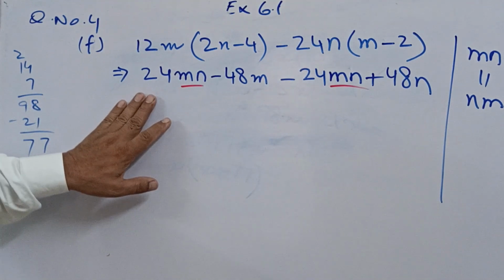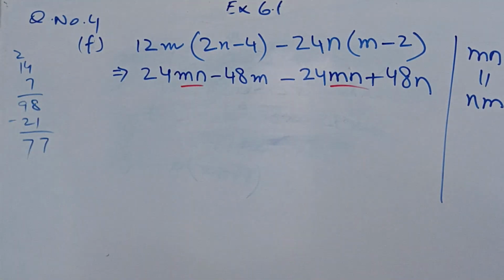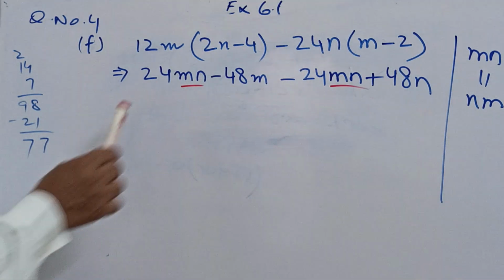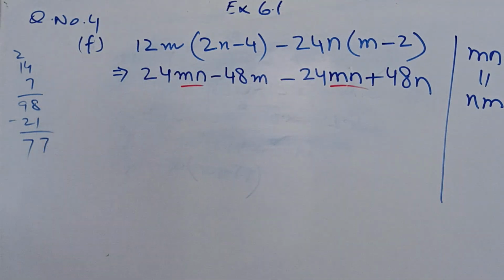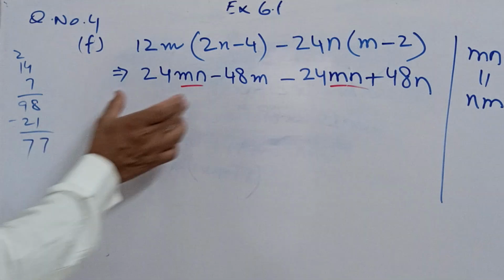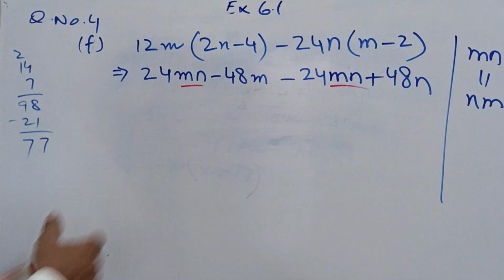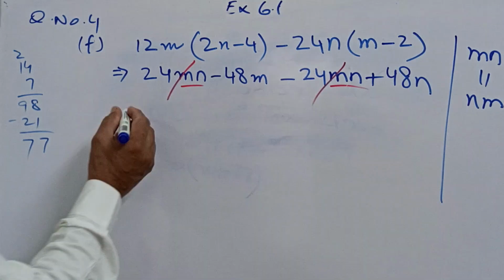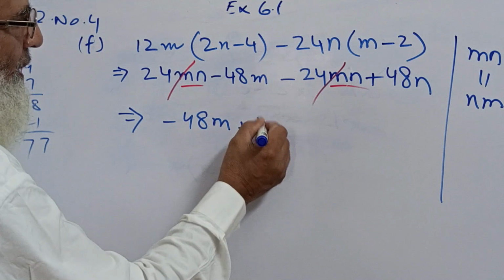Now what we can do is just simplify this quantity with this quantity only. You see that these are the same quantities with different signs: 24, 24, m, m, n, n, but the signs are different. So when you subtract an equal amount of the same quantity, the result will be 0. Now this cancels this, and the remaining portion will be minus 48m plus 48n.